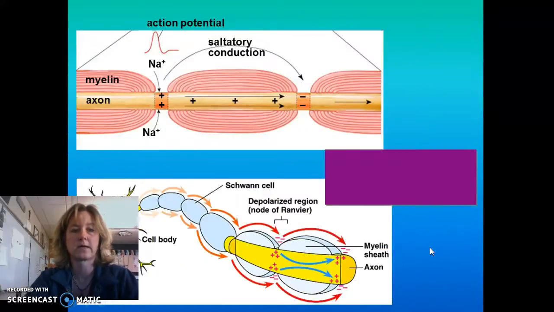Again, another picture. This is what is referred to as saltatory conduction, and that just means that we are jumping from node to node.